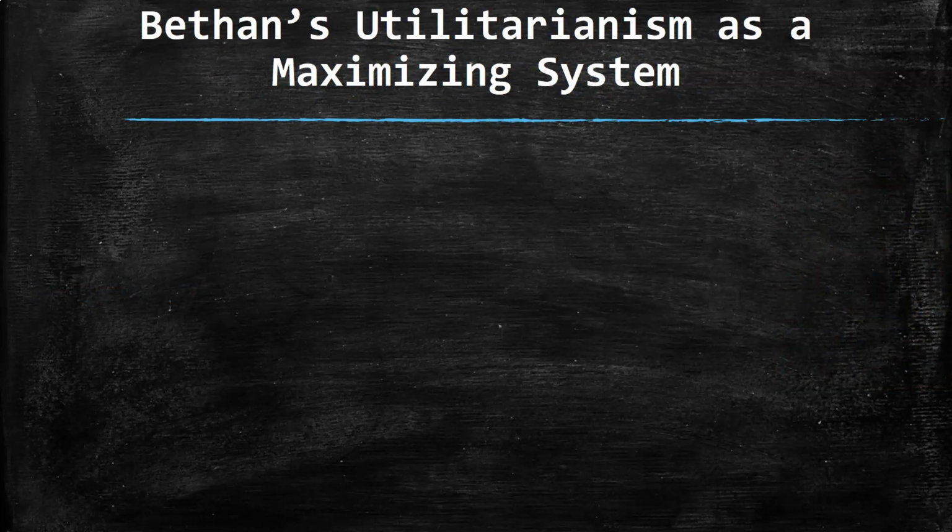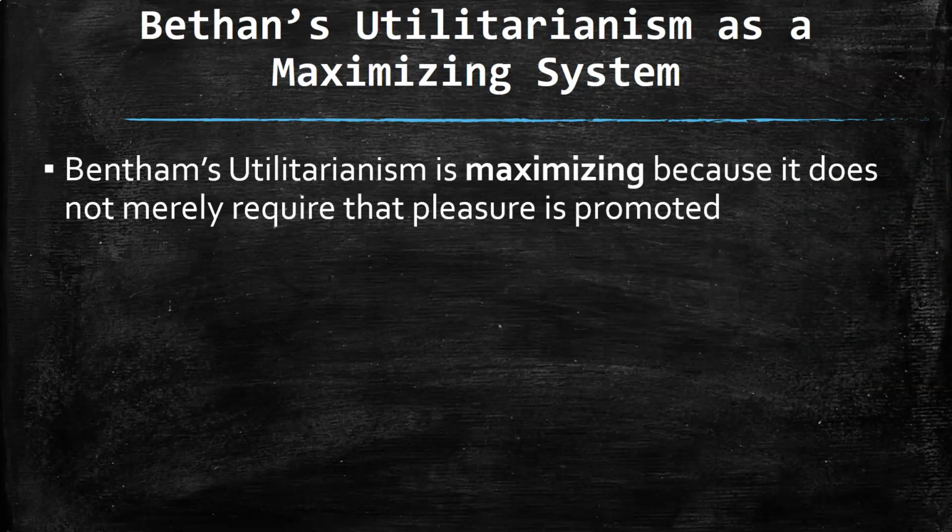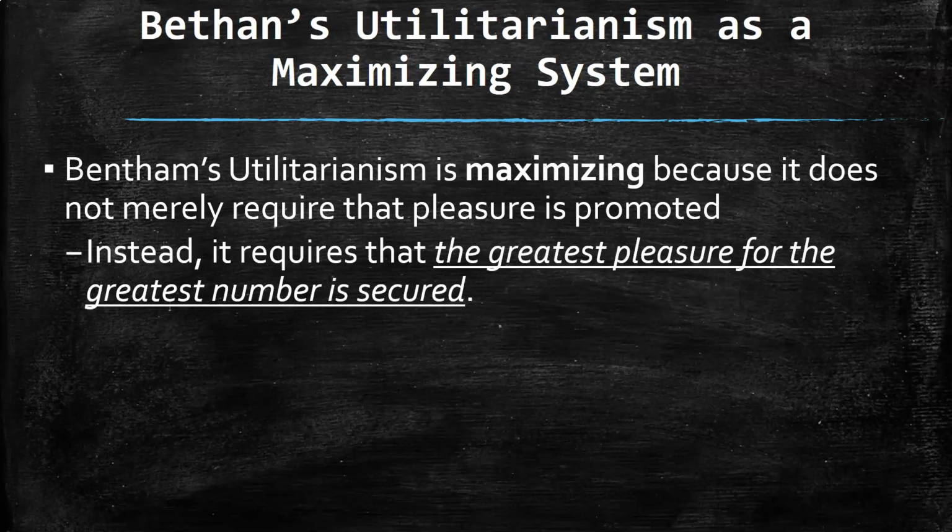It's also a maximizing system. Now, what do we mean by that? It does not merely require that pleasure is promoted, right? Because that can be broad. What we're trying to find is the greatest amount of pleasure. But this is really important: it's not just about you individually, is how Bentham is going to focus this. If we're going to sum up utilitarianism in one phrase, it is the greatest pleasure for the greatest number, right? The greatest good for the greatest amount, something like that.